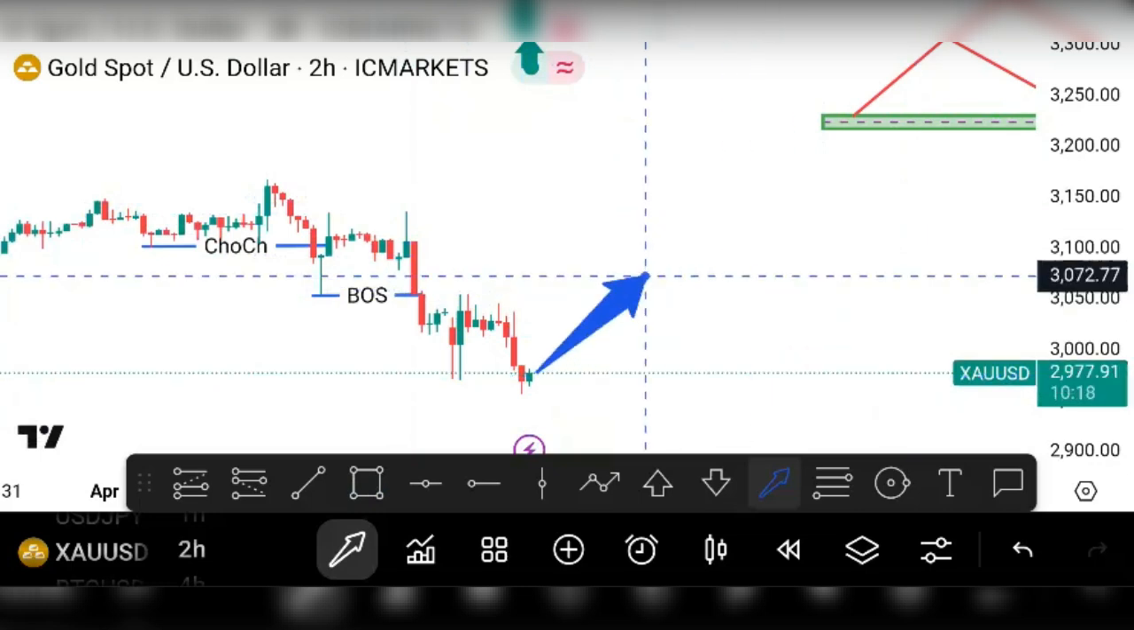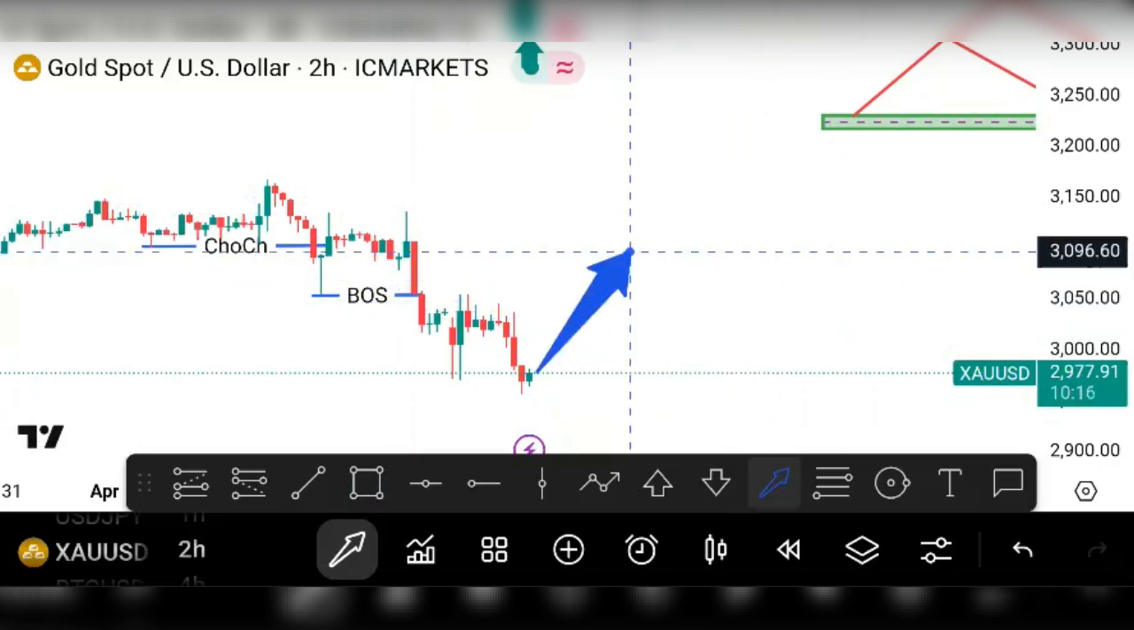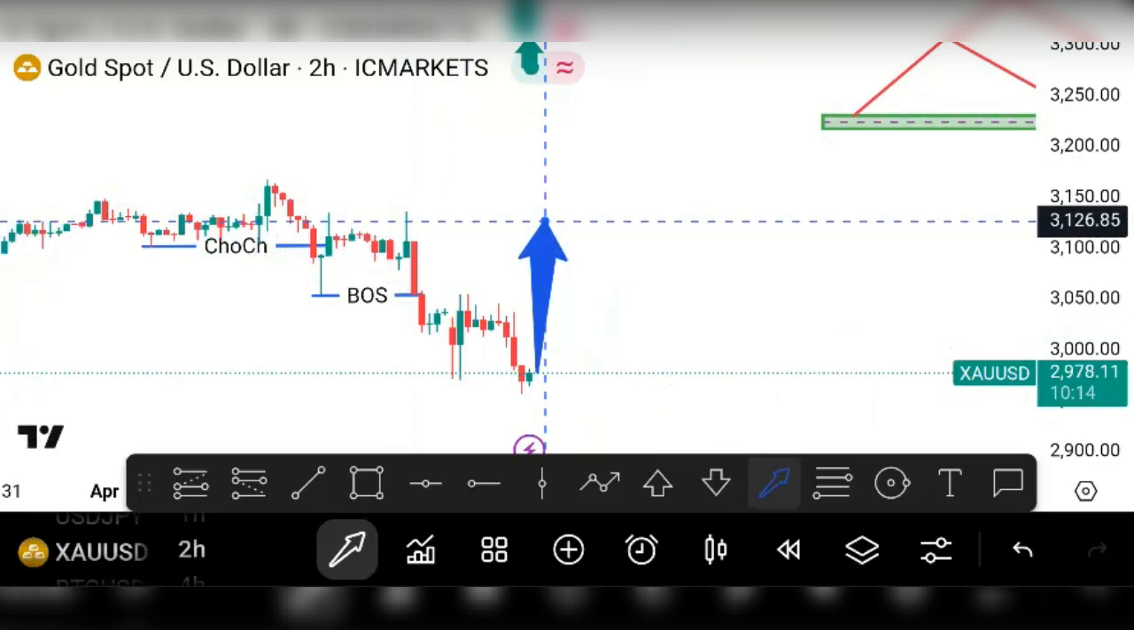But when gold can rise from that level to this our demand zone, and that black thing you are seeing now currently at that level, gold is now more expensive. That's 3,126.85. Is now more expensive. But what do you think? People will think that gold is expensive, the price is high.